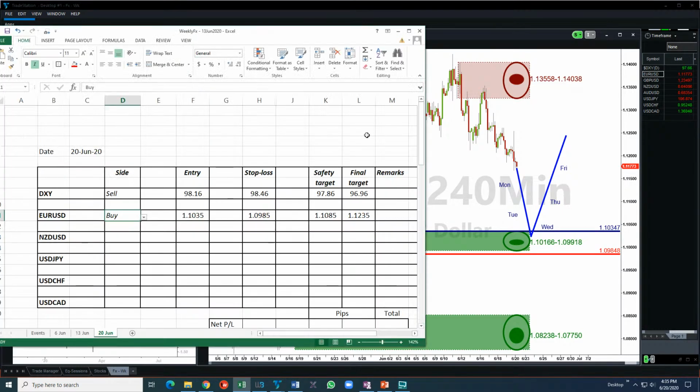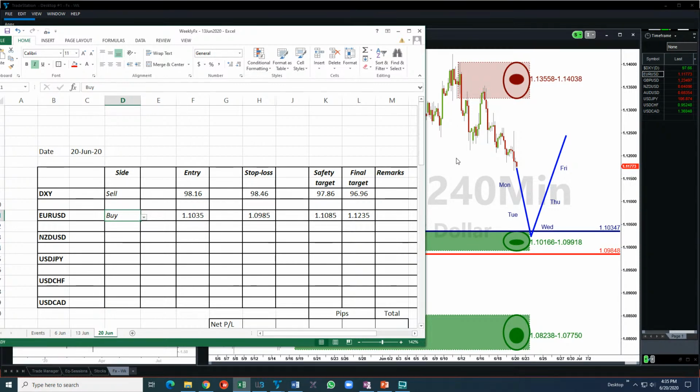We put in the numbers, our entry, we've got a long at 1.1035, stop loss goes at 1.0985. Just making sure I've got the numbers right. Target one, that's our safety target. That's a 1:1 ratio. When it hits the safety target, our risk is neutralized, and then we wait for the big target. That's the 4:1. Okay, so that's the 1.1235. Hope everybody is okay with the plan.